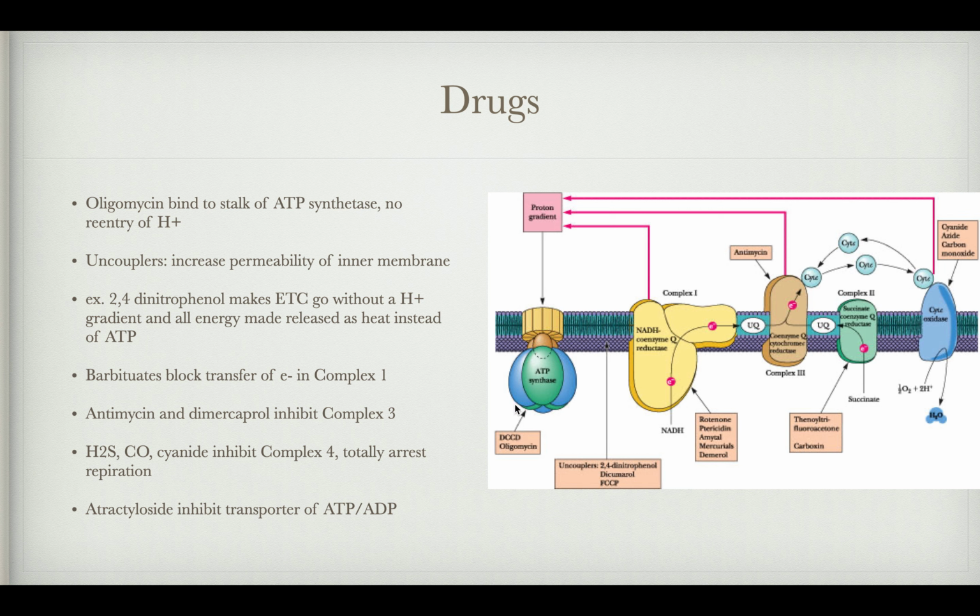So that will prevent the creation of ATP, because ADP will not be able to enter to reach complex 5.